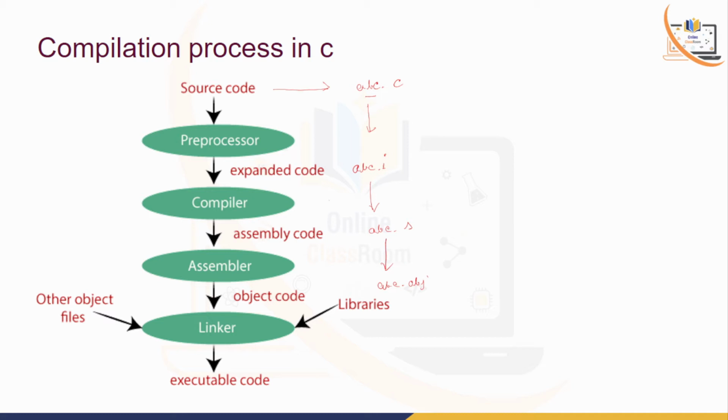And the last part is the linker part. In the linker part, there are two more things: one is other object files, and one is libraries. Now at first we have to understand what a library is. Library means, when we are writing any C or C++ code, at first we have to write #include stdio.h or conio.h or math.h according to our need, right?